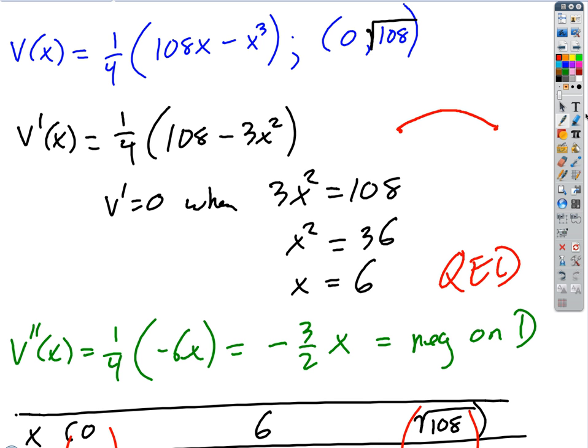Yep. QED is, I can't remember the exact Latin, but it just means, you know, with algebraic manipulation, it's done. Yeah.